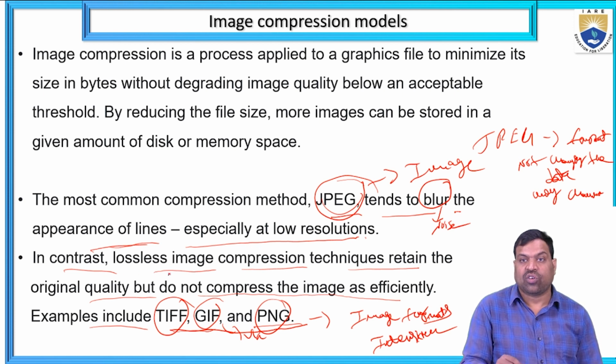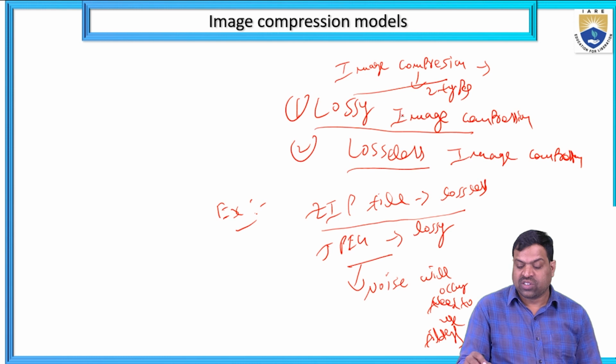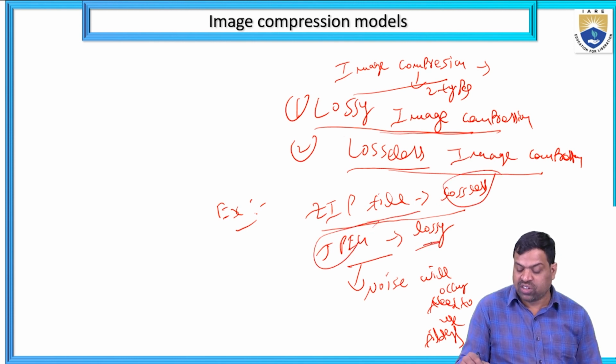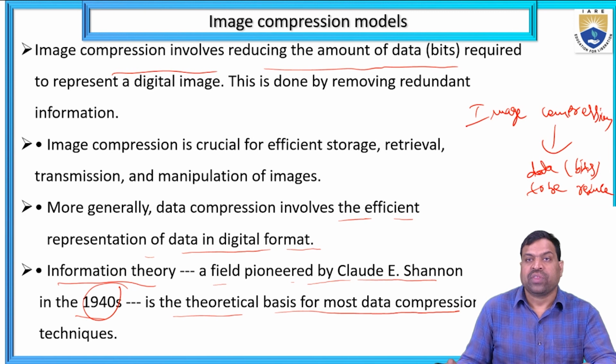In contrast, lossless image compression techniques retain the original quality but do not compress the image as efficiently. TIFF, GIF, and PNG are the best examples. So there are two types of image compression, lossy and lossless. JPEG is a lossy compression, and zip files are lossless. In JPEG, noise will occur, so we need to use filters to reduce the noise.